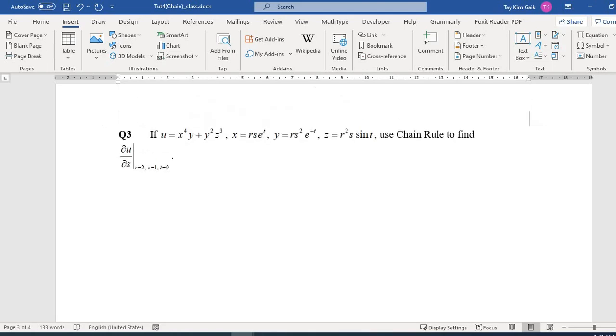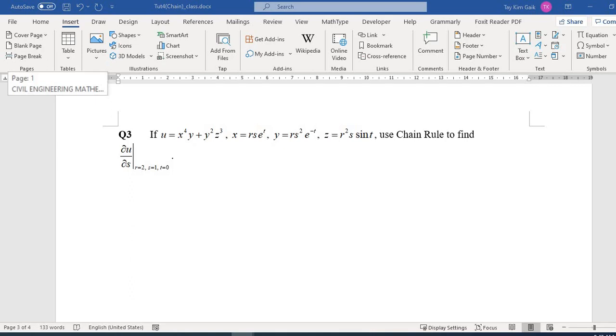So question 3, u is x^4 y plus y^2 z^3. x is r s^t, y is r s^2 to the power negative t. Use the chain rule to find ∂u/∂s, and then plug in when r equals 2, s equals 1, t equals 0.